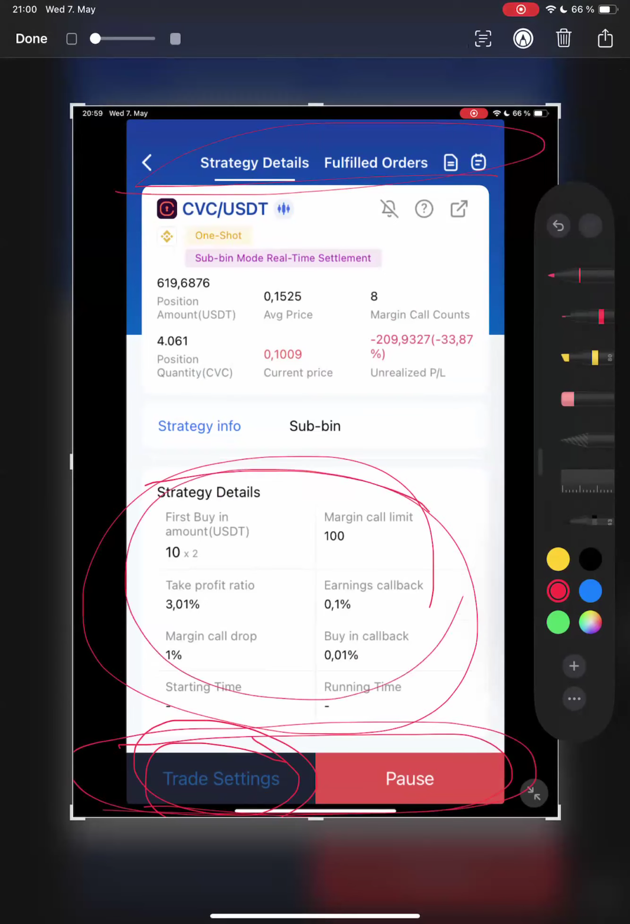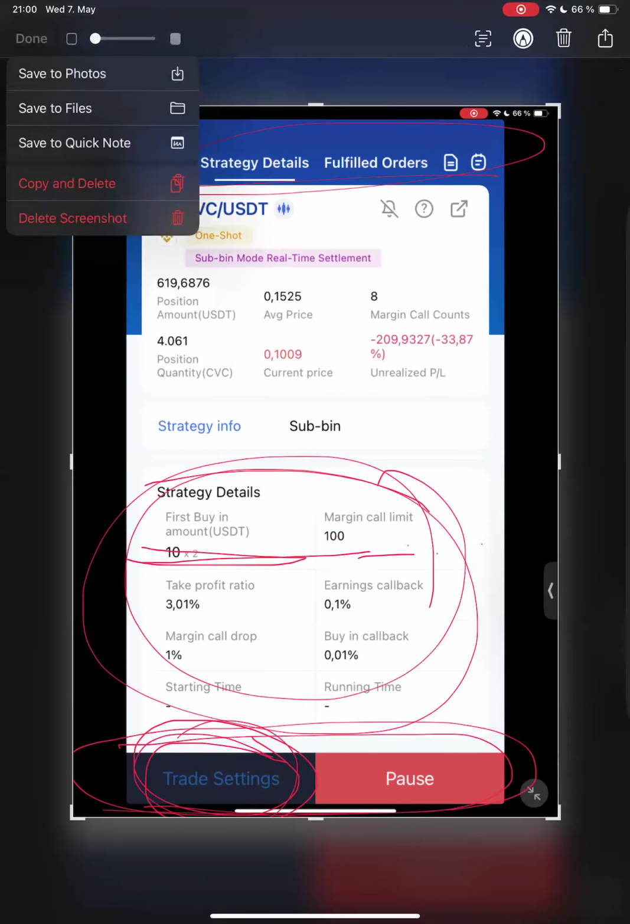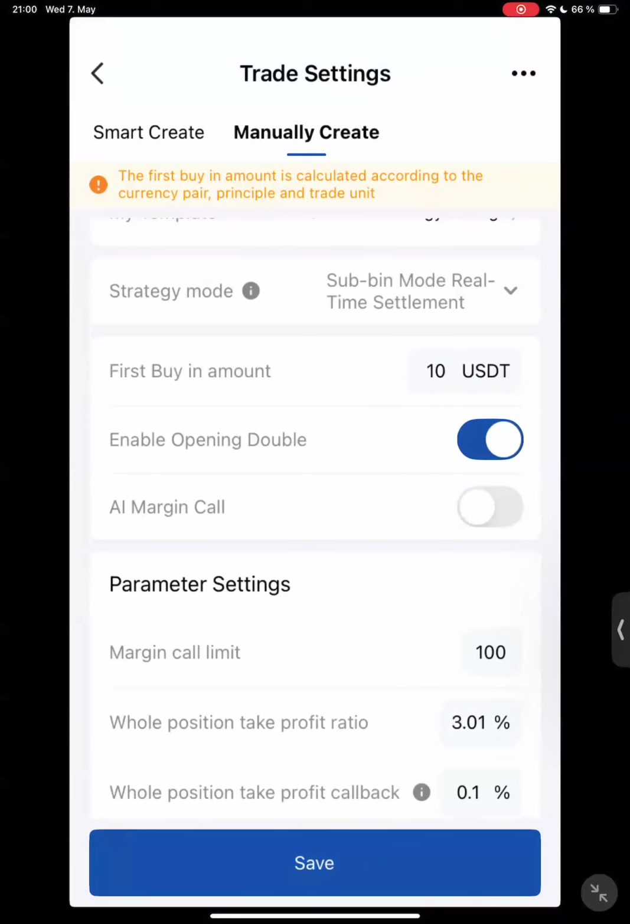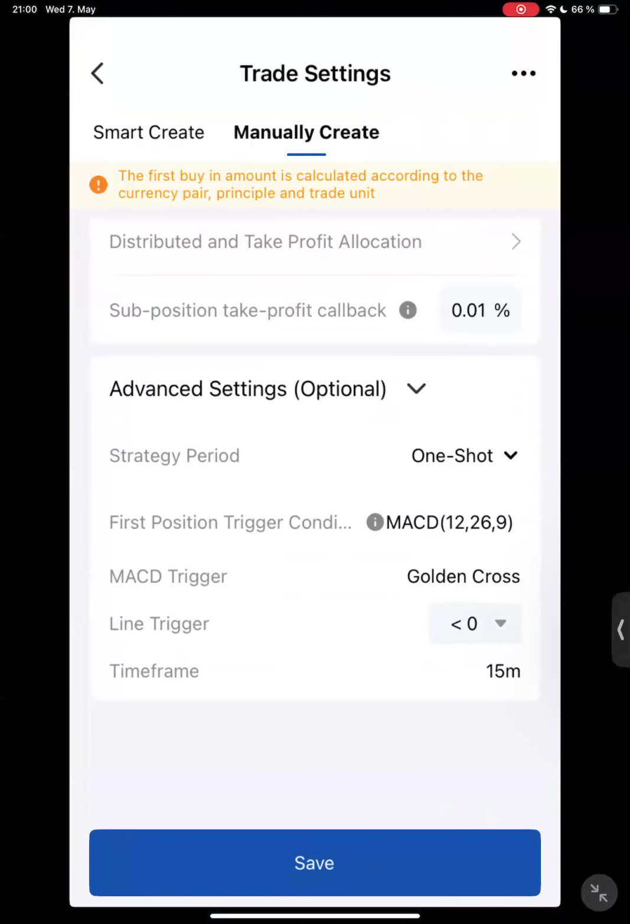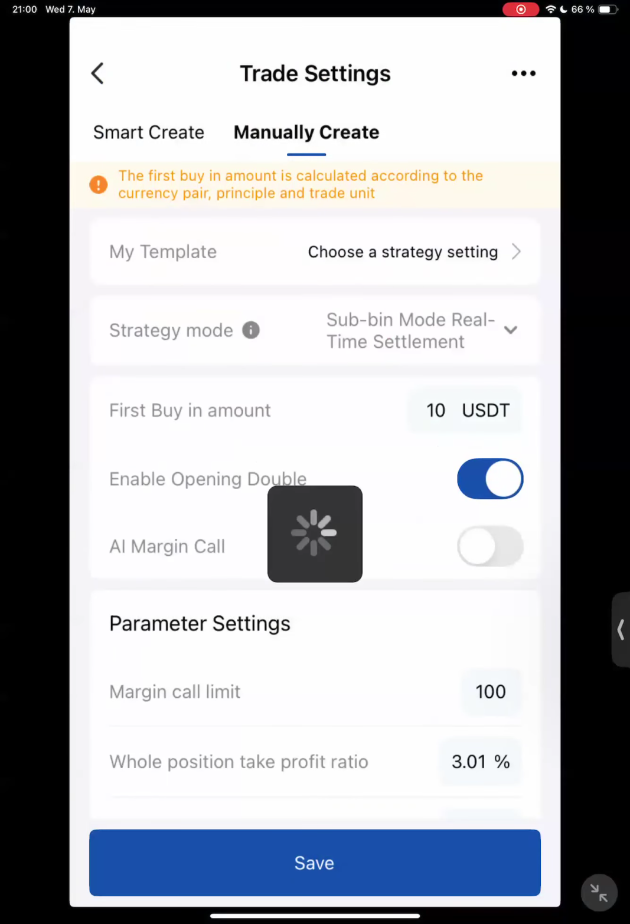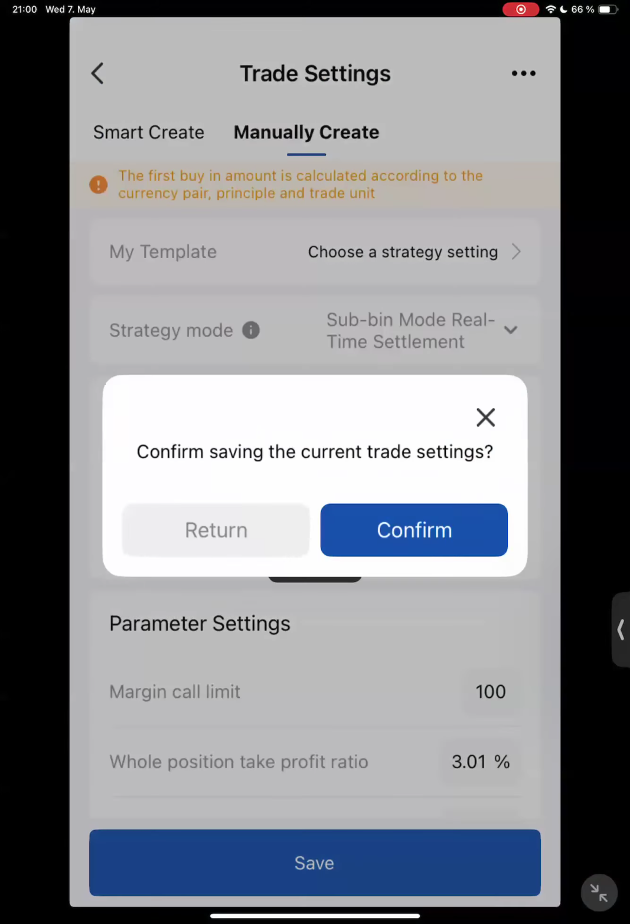So if you want to change the settings here, you can't just simply tap here, then you start editing. You have to first come to trade settings down there. Then whatever changes you want to make, you can do those changes over here. Once you are done, you save and confirm. Then voila, everything is set.